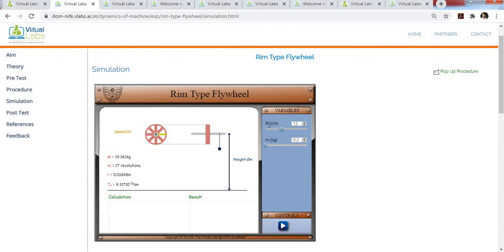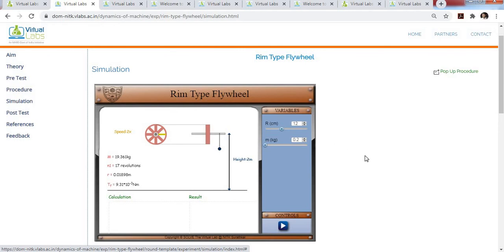R is the radius of the flywheel and m is the mass of the metal bob. You can adjust the radius of the flywheel. You can increase the flywheel and the size automatically increases. Similarly, you can increase the mass, and the mass of the metal bob also increases. You have to set those values, the radius of the flywheel and the mass.